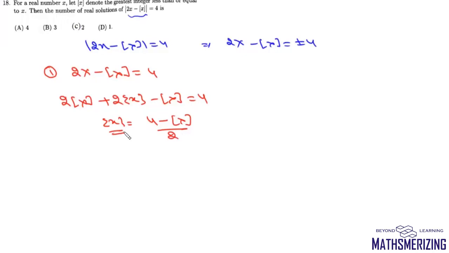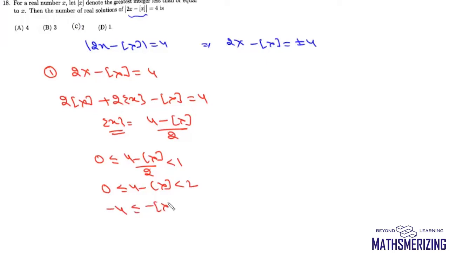Now we know that the fractional part function always lies between 0 and 1. So we write 0 less than or equal to 4 minus greatest integer function of x upon 2, less than 1. So it will be minus 4 less than or equal to greatest integer function of x minus 2. So greatest integer function of x should be greater than 2 but less than or equal to 4. The greatest integer function can only take integral values, so the only integral values possible in this case are 3 or 4.